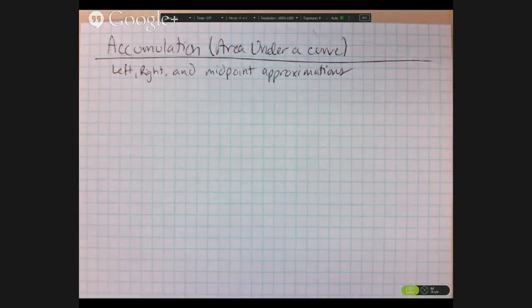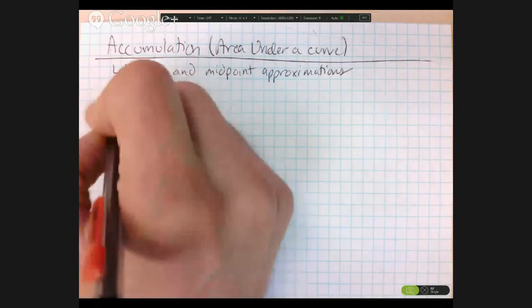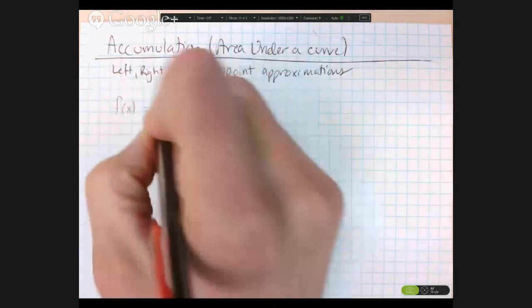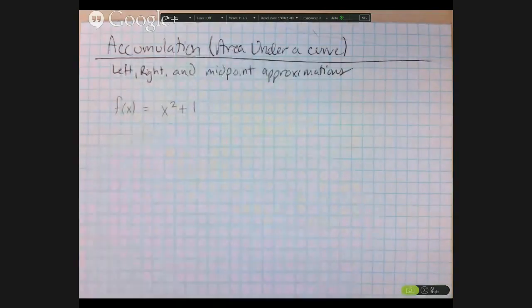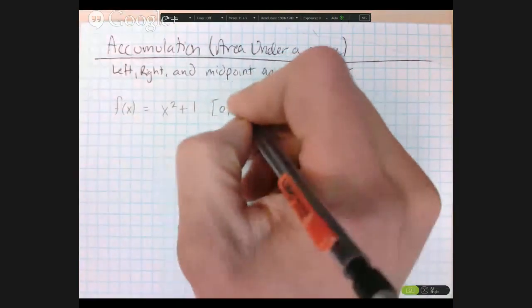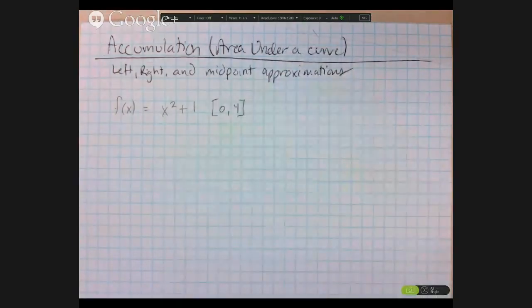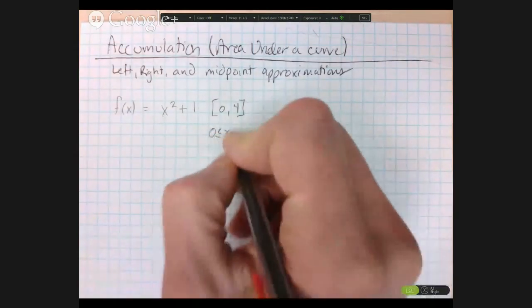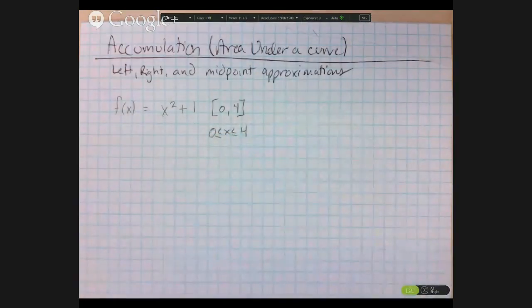All right, so accumulation, area under a curve. Like I said, if you can do geometry, this should be pretty easy. So I'm going to give you a function. And I'm going to give you an interval. So that's x from 0 to 4. That's what that means.